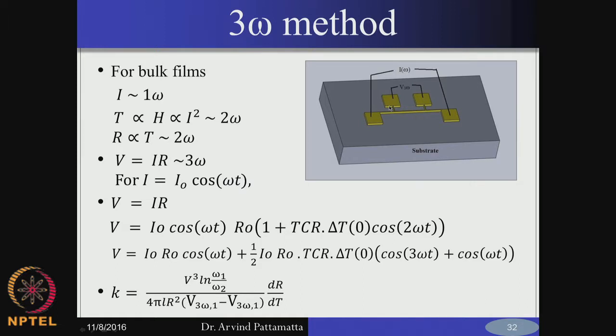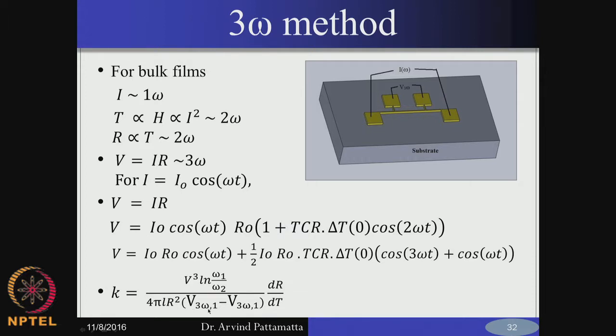Now, what is special about this 3 omega component is that if you extract the 3 omega component, it will directly give you the temperature rise at the surface of the material, and directly you can calculate the thermal conductivity with that particular value. So, if you take the product of I into R, you have a component coming from omega here and the component coming from 3 omega. Only this amplitude of the 3 omega component is called the V3 omega. This is the voltage corresponding to the third harmonic, 3 omega.